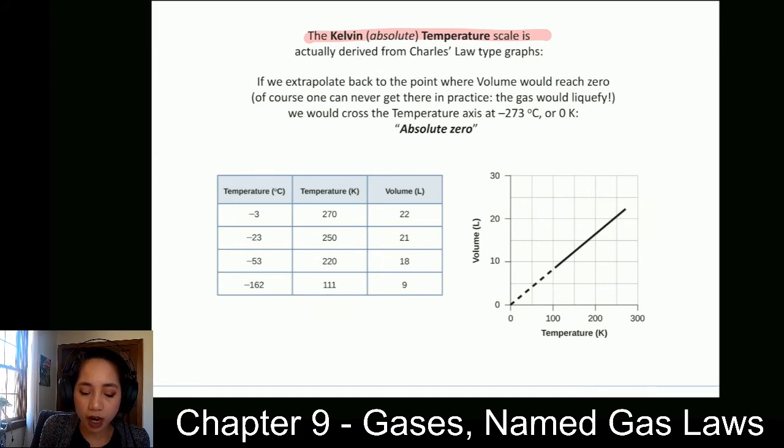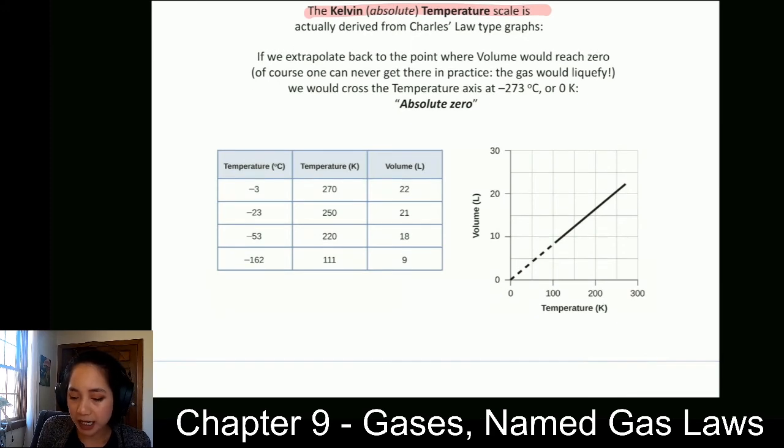Essentially, you can derive Kelvin temperature from Charles' law type graphs where we graph volume versus temperature. If you extrapolate back to the point where volume reaches zero, what temperature would that occur at? That gives us our negative 273 Celsius. So in order to have a zero volume of a gas sample, which is not theoretically possible because the gas particles have a volume themselves, but these are ideal gases, if you extrapolate the graph backwards, the temperature at which a gas sample would have a zero volume would be negative 273 Celsius. And that is what we call 0 Kelvin, the point at which volume equals 0 for a gas sample.